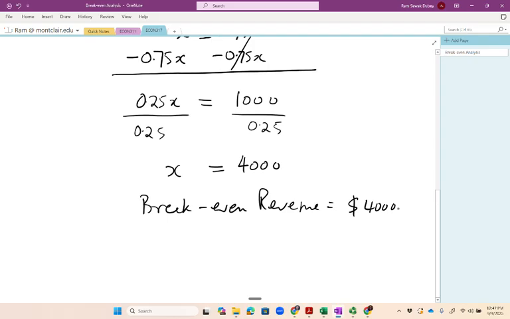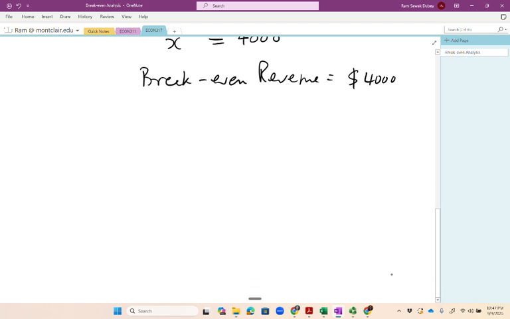So if the firm earns $4,000, it is able to recover its cost. If it earns more than $4,000, it is not only recovering the cost, but making some surplus, or in other words, profit. And if it is earning less than $4,000, it's running into loss.